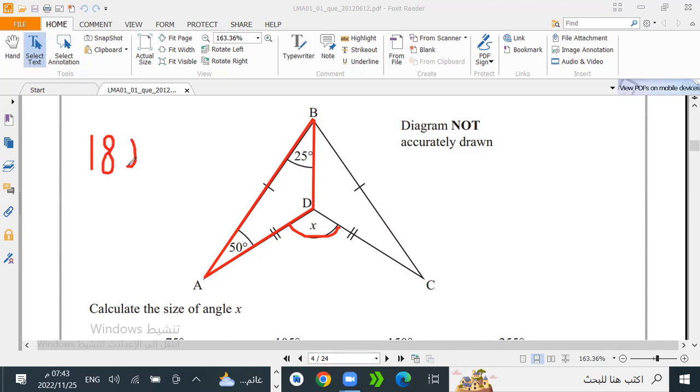So what do we do? How can we get D? 50 plus 25 minus. So we add up the angles and see. Oh, running out of time.